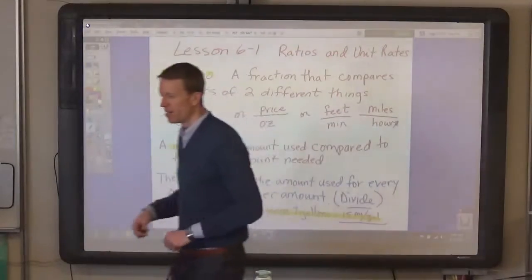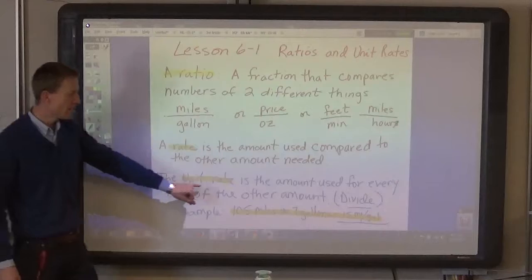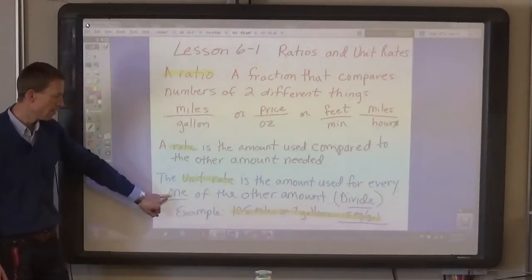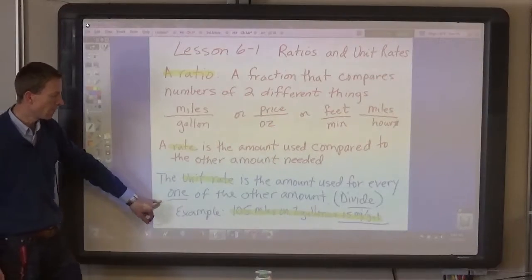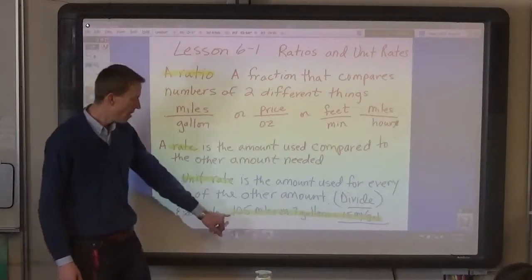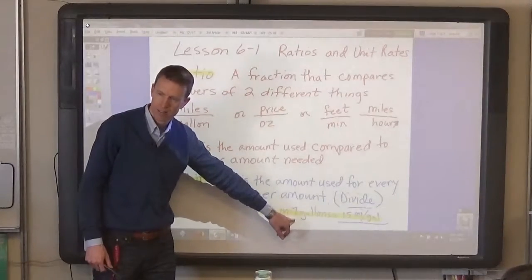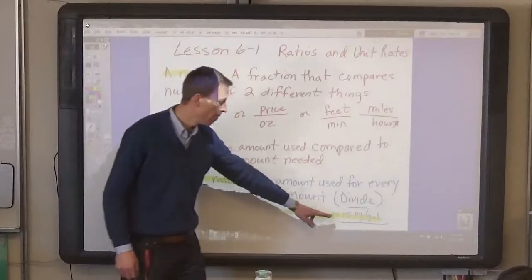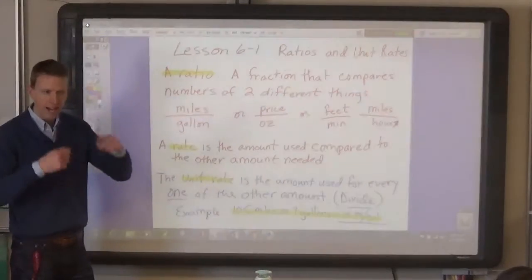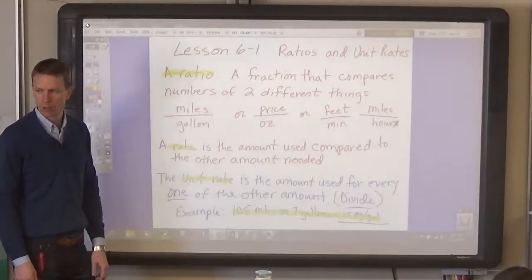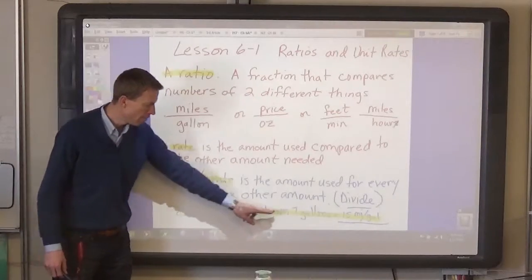Okay? And it's also called a unit rate. The unit rate is the amount used for every one of the other amount. And you find that by dividing. So for example, if you went 105 miles and used 7 gallons of gas, then you know that you got 15 miles per gallon. Your rate that you consumed the gas was 15 miles per gallon. And you found it by dividing 105 by 7.